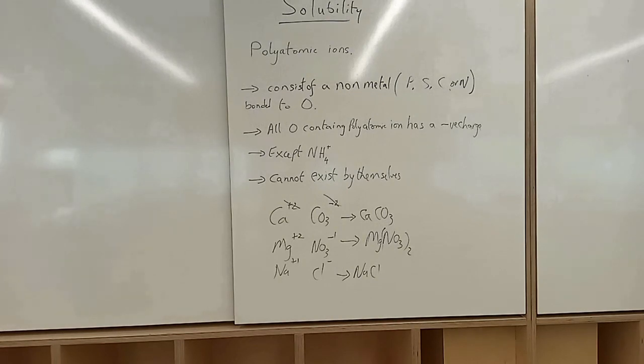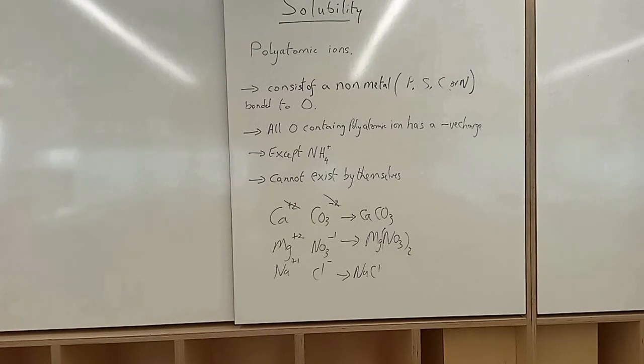Another feature of polyatomic ions is that they can never exist on their own. For example, a carbonate cannot exist on its own. It has to be attached to another atom with a positive charge. So if you have calcium carbonate, calcium has a +2 charge, carbonate has a -2 charge. The charges cancel each other and hence you get CaCO3, calcium carbonate.